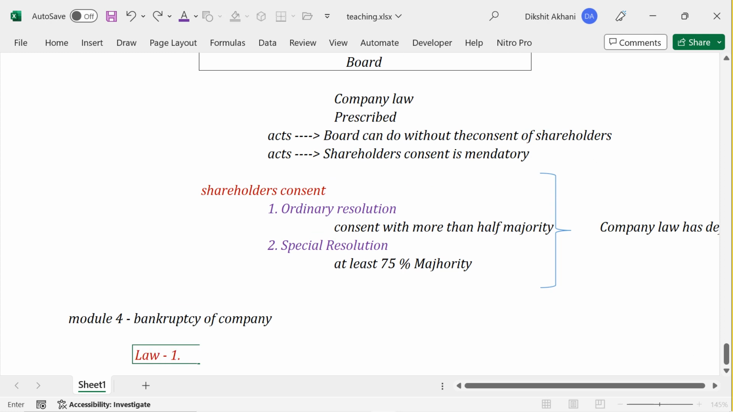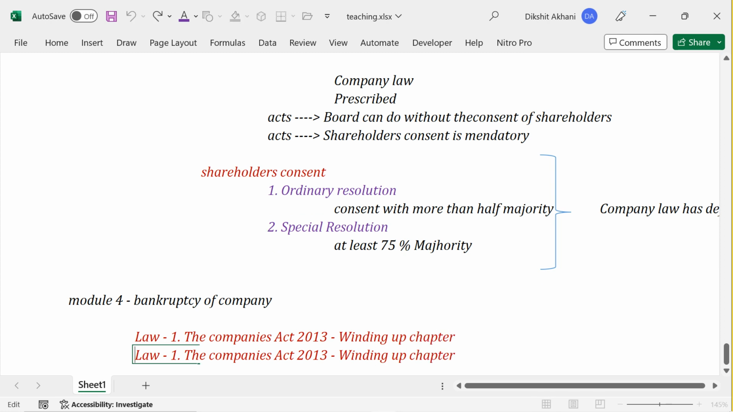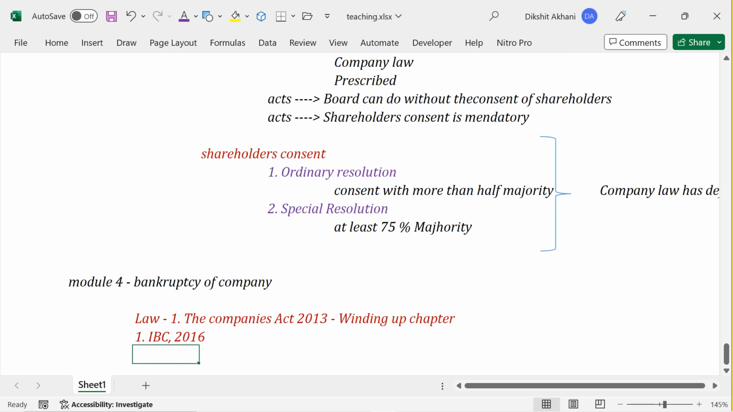the two important laws are applicable to the bankruptcy. The first one is the Companies Act 2013, precisely the winding up chapter, and the other one is IBC 2016. Do you know what's IBC? Insolvency and Bankruptcy Code. These two chapters are applicable. Now, what are the important topics you should refer to in this?